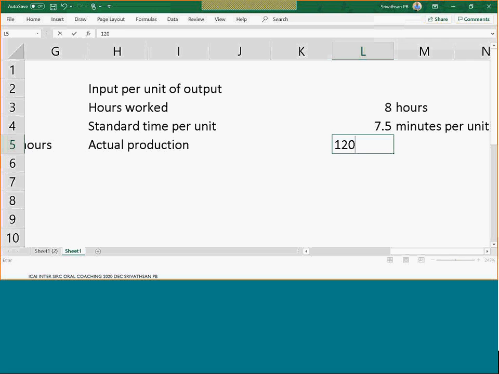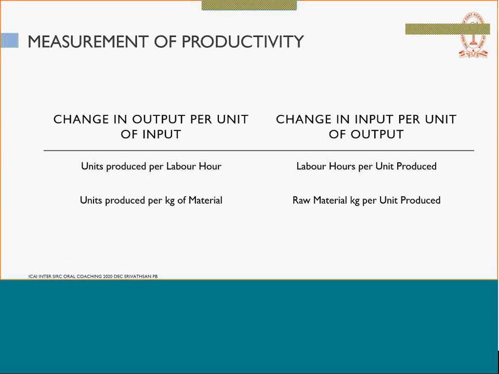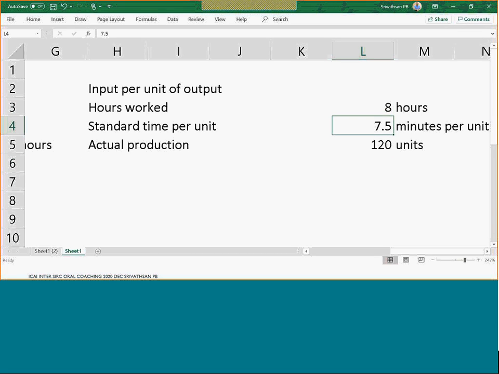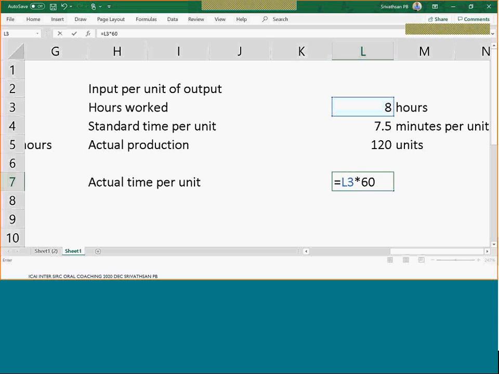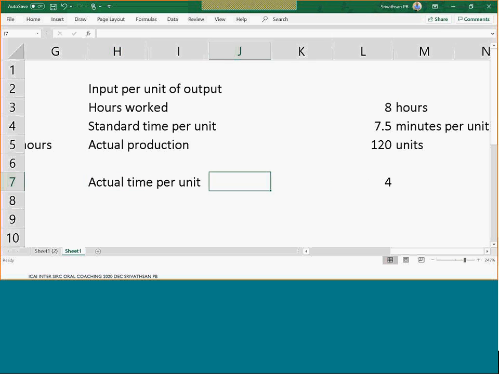And my question was, units. Hours required per unit. To calculate, my standard time is given as 7.5 minutes per unit. Actual time: convert 8 hours into minutes, 8 into 60, divided by 120.